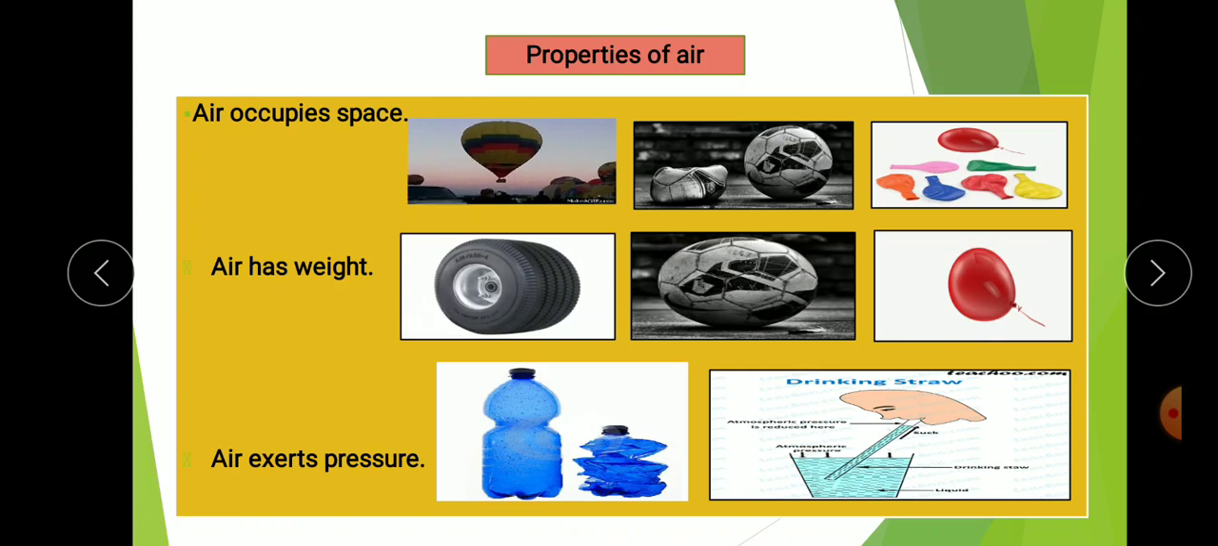Next is air has weight. That is a tire, football and balloon. They are filled with air and air has weight. Next is air exerts pressure. You can see in the first image, children, a plastic bottle. Pour some hot water in it and close with the cap tightly. Now add some cold water over it. Now see the shape of the bottle changes. This is due to the difference of air pressure inside and outside of the bottle.